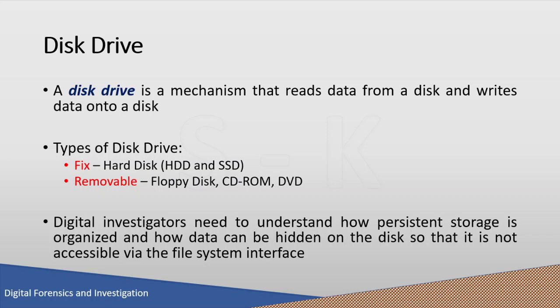Those drives can be categorized into different types, like fixed and removable. Fixed drives are those drives like the hard disk which are not easily removable and which are mounted permanently. Removable drives are those drives that use media that can easily be removed from the system, for example floppy disks, USB drives, CD-ROMs, DVDs, even zip disks. These are all different types of removable disks.